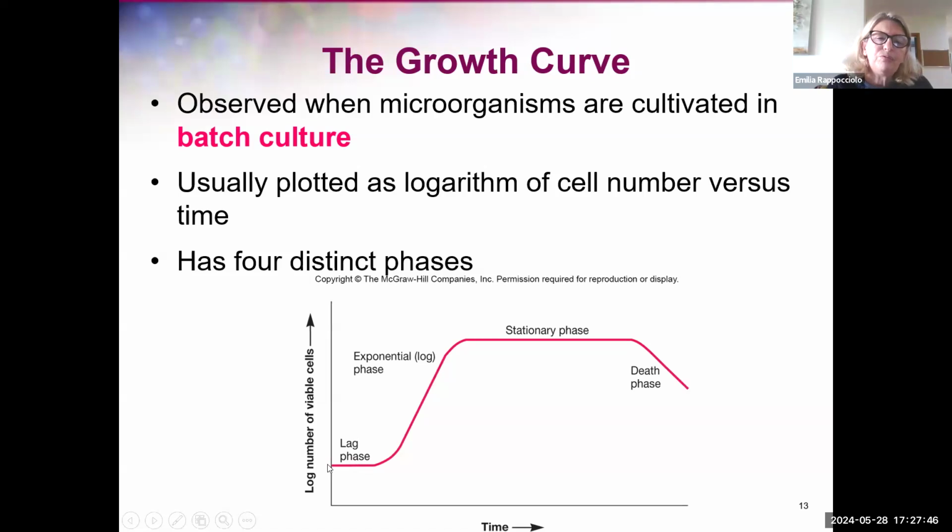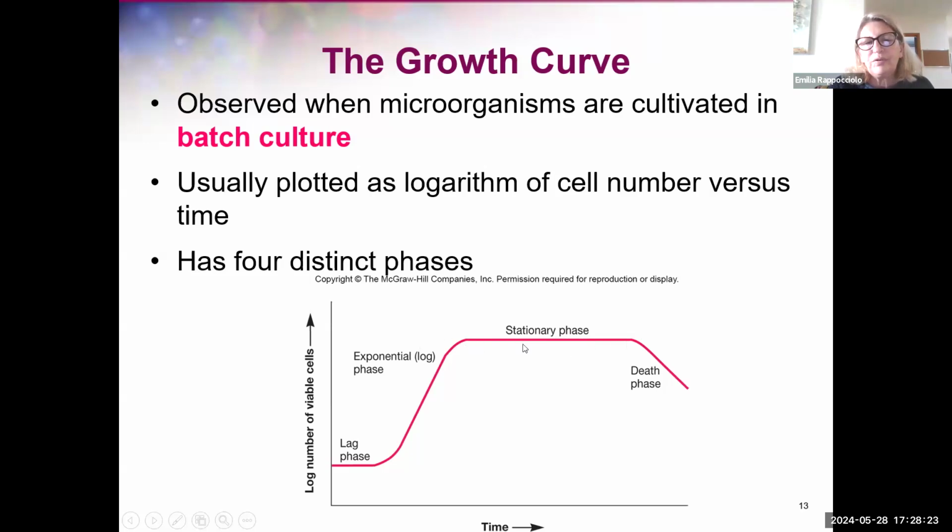time in which the number of cells doesn't change, okay? So you have the same number of cells. This is called the lag phase. Then you have a much faster growth rate here, which is called the exponential phase or logarithmic phase, where the number of cells increases very quickly, very fast. After the exponential phase, you have a stationary phase. Here again, the number of cells doesn't increase, it stays the same.